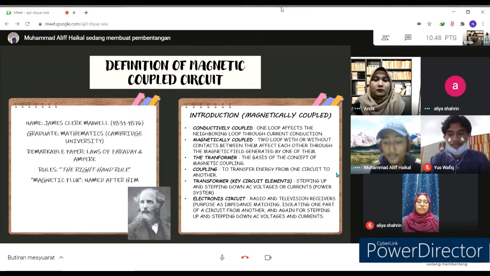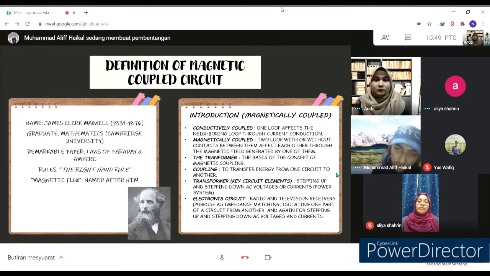The transformer is the basis of the concept of magnetic coupling. Coupling is to transfer energy from one circuit to another. A transformer is a key circuit element because it can step up and step down AC voltage and currents in power systems. Electronic circuits such as radios, televisions, and washing machines use it for impedance matching, isolating one part of a circuit from another, and again for stepping up and stepping down AC voltage and currents.